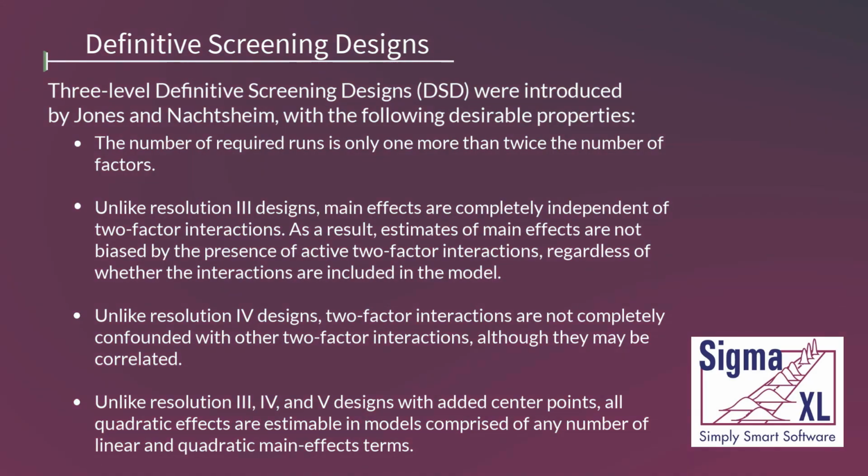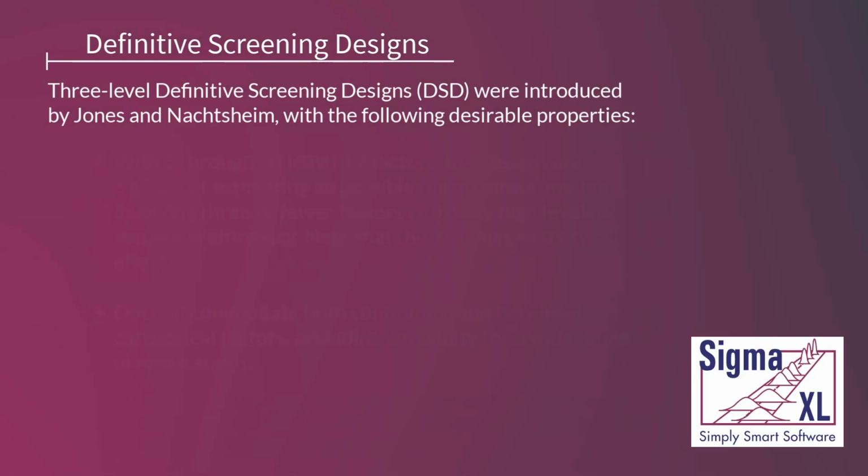Unlike Resolution 4 designs, 2-factor interactions are not completely confounded with other 2-factor interactions, although they may be correlated. Unlike Resolution 3, 4, and 5 designs with added center points, all quadratic effects are estimable in models comprised of any number of linear and quadratic main effects terms.